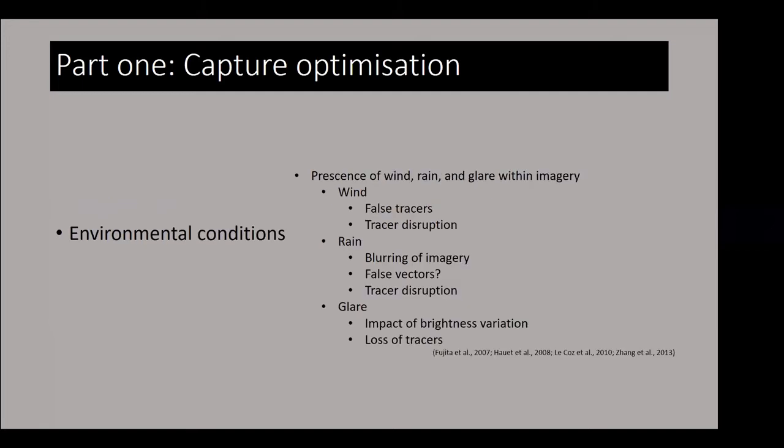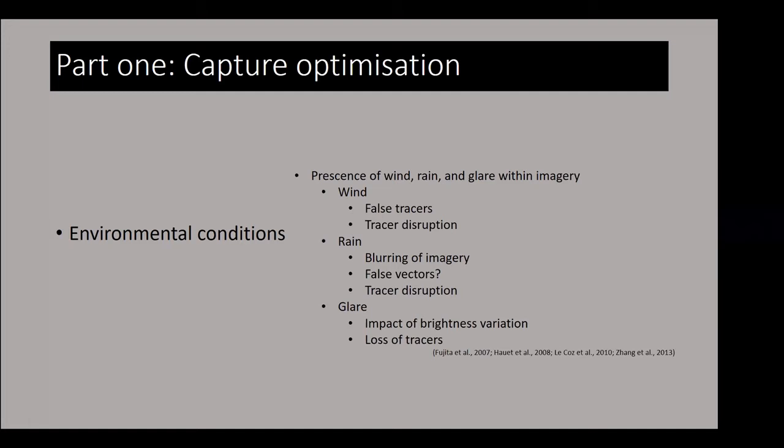Finally, for capture optimization, it's important to consider the environmental conditions at the time of capture. So some of the environmental conditions that I focus on is the presence of wind, rain, and glare within the imagery. Although they've been mentioned in previous studies and case studies as limiting factors, there's little to no research in actually quantifying the impact that they have on the results, and they're usually limited by not actually being present in the data used for a majority of case studies.